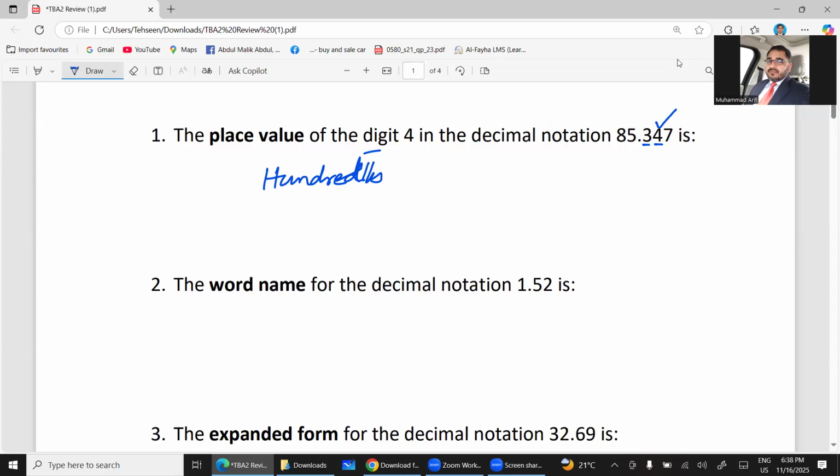Now, question number 2. The word name for the decimal notation. Here, in words, we need to write 1, point, we can write "and", 1 and 52. As after the point there are 2 digits, that is hundredths. One and 52 hundredths.